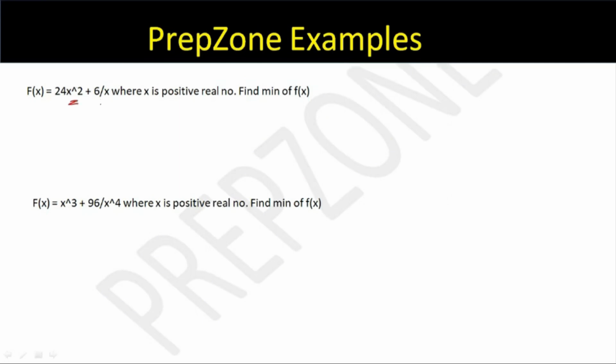यहाँ पे x square है. You want 2x terms here. You break it in 3 by x plus 3 by x, and then apply AM-GM, you'll get the answer as 18. Okay.